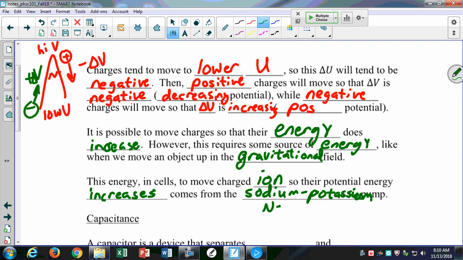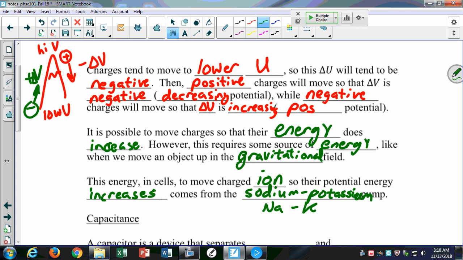The sodium-potassium pump. It's like a battery in your cells. It gives the charges energy. And so in a circuit, when we have a circuit, the battery is what gives our charges additional energy. It increases their potential energy.